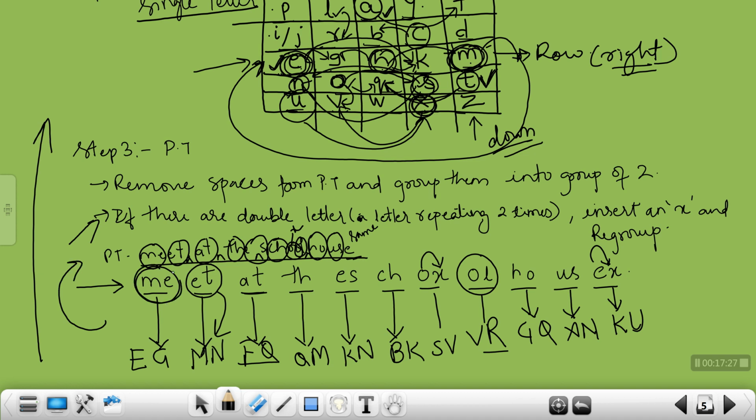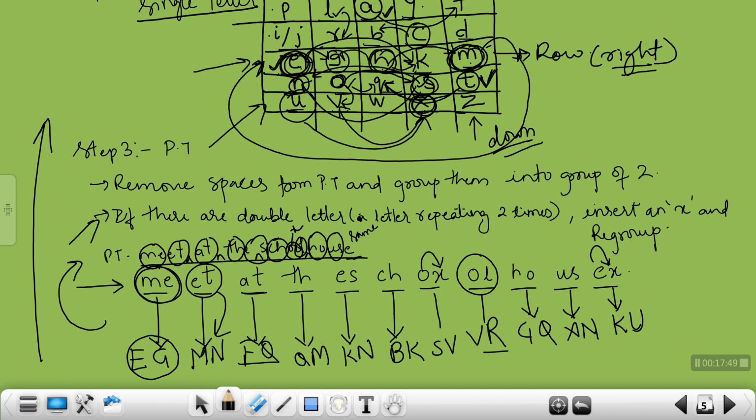So we will take this letter pair. We will go back to our chart, or go back to step 1, and do exactly the opposite. Sorry, I will take EG, not ME. EG is your ciphertext. So I will take E and I will take G. Can you tell me where is E? This is your E, and this is your G.